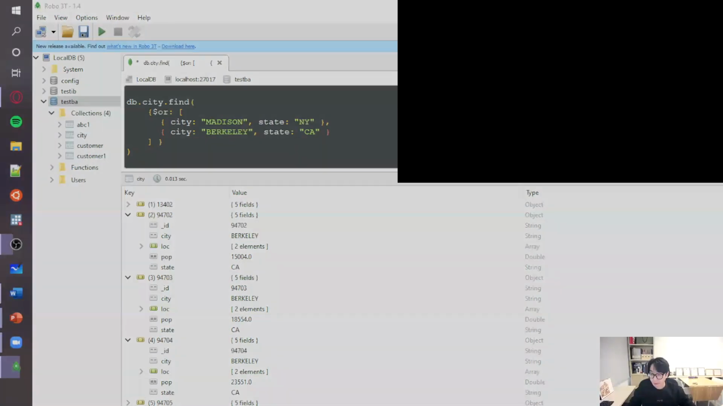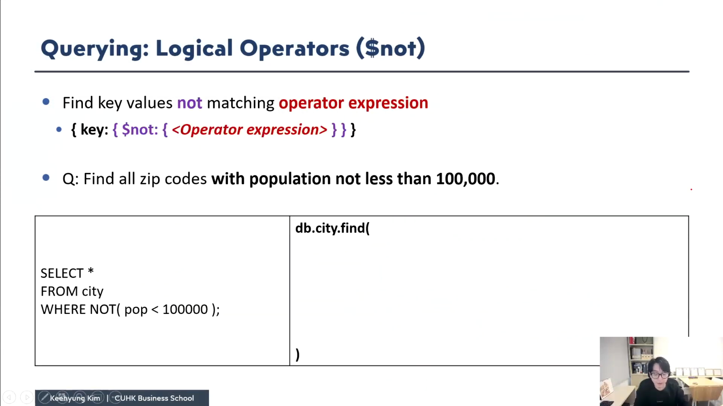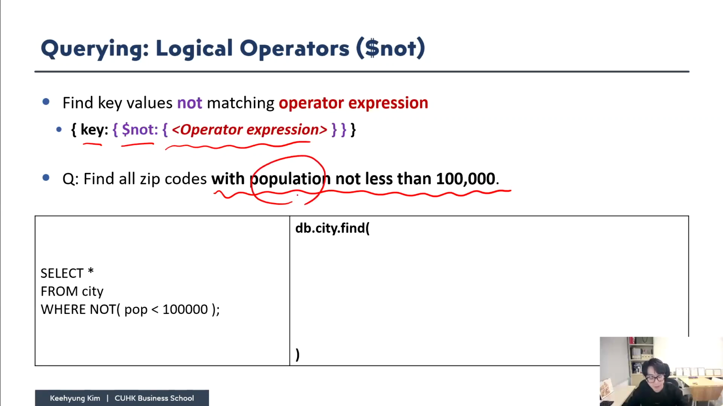And the next one is the last logical operator, which is not. So if you want to find the key values not matching a certain operator expression, you can use the not operator. You can use the not operator after the key field, and you can specify an operator expression. So here's one example. We want to find all the zip codes with the population not less than 100,000. So we compare population not less than, like this.